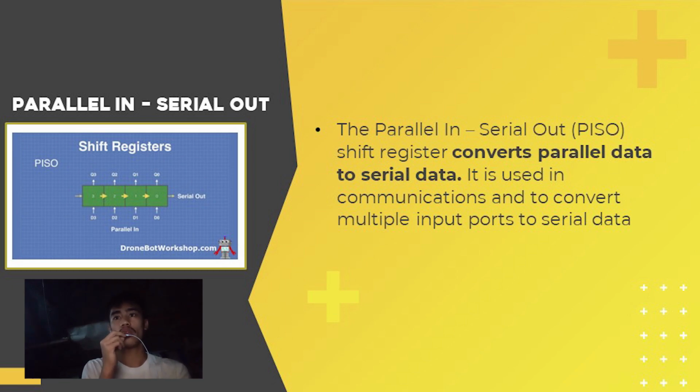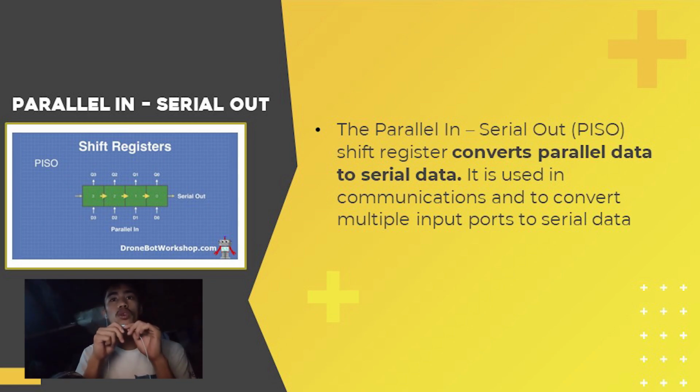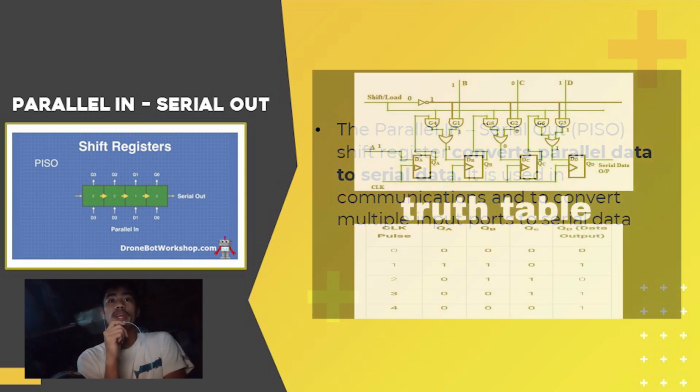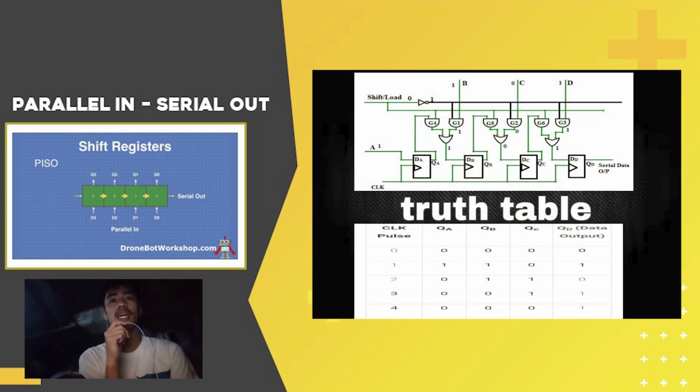Parallel in, serial out, or PISO, converts parallel data to serial data. It is used in communication and to convert multiple input ports to serial data. So in this parallel input serial output, or what we call PISO shift register circuit, ginagamitan po natin siya ng logic gates. So one control signal, or shift load, is used to control the parallel input and serial output. After that, NOT gate outputs are connected to G1, G2, and G3, and the other inputs of G1, G2, and G3 are B, C, and D.